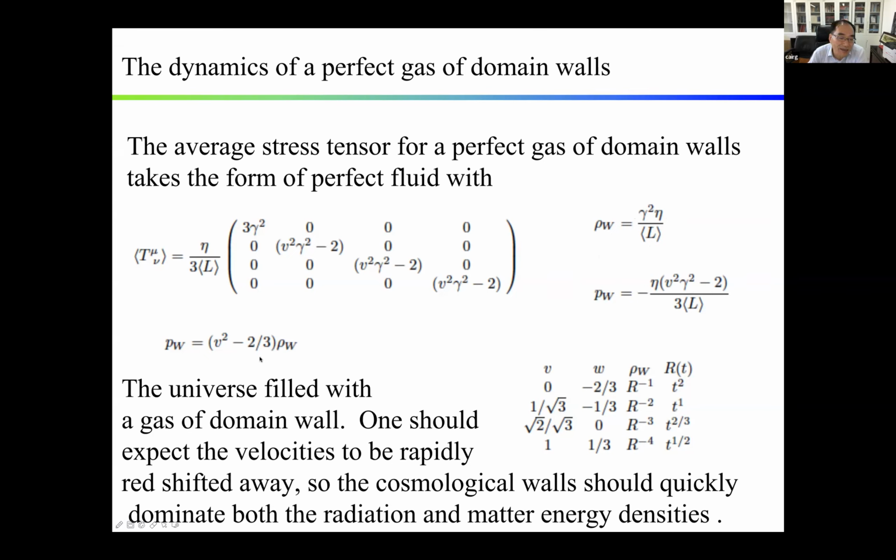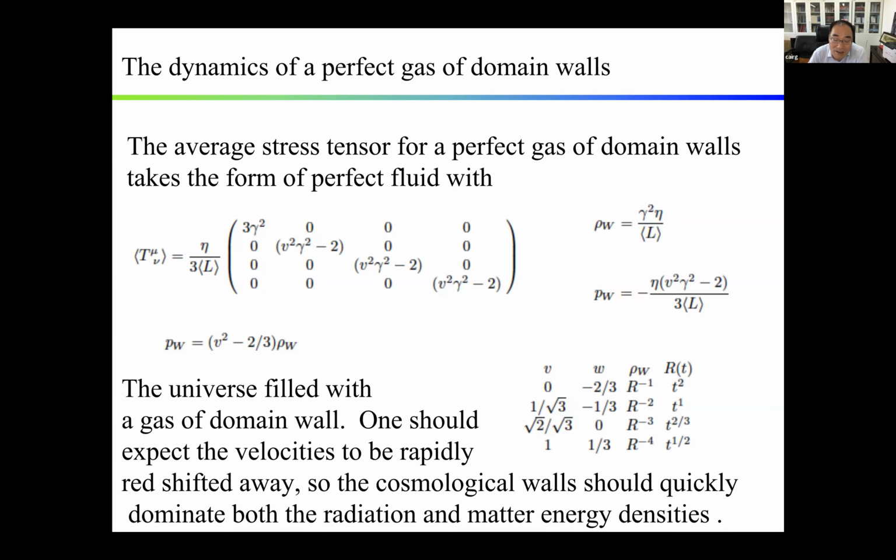So the equation of state of the domain walls depends on the velocity of the domain walls. If the velocity is 0, then the equation of state is -2/3, and the energy density behaves like 1/R, where R is the scale factor of the universe.